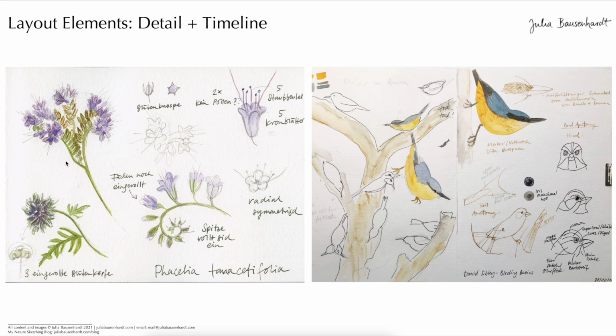On the right, you can see what a timeline could look like. So if you observe animals, it can be interesting to look at their behavior over time, and several sketches next to each other or centered around a static object like this tree in the sketch here can help with this. So on the bottom right, there are more diagrams of a bird head.